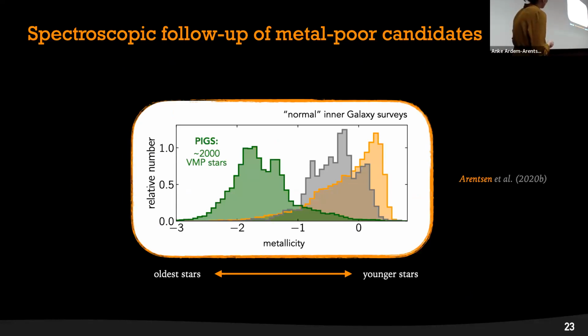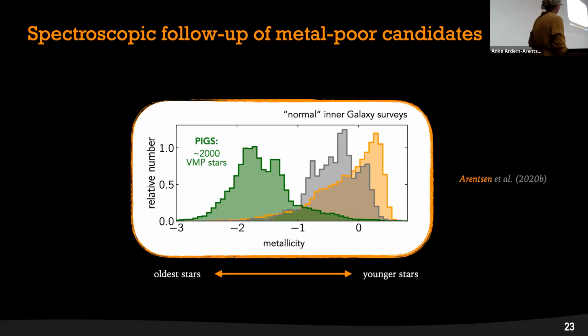So here in yellow and gray is a standard survey looking at the center of the Milky Way, just randomly selecting stars. They're going to be metal rich like the sun or a little bit more metal poor, but there's almost nothing in this regime of the very metal poor stars where we're interested.